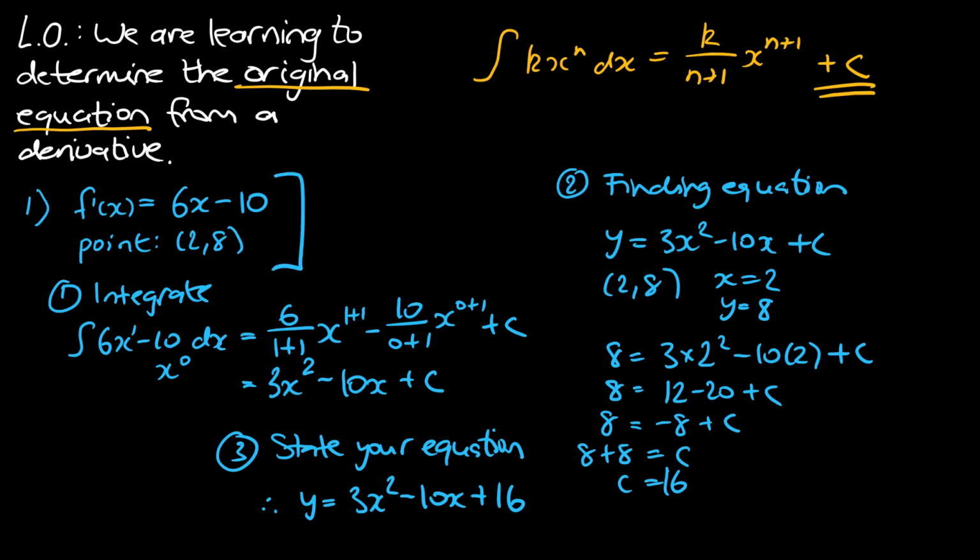So the key thing to emphasize: you can find the original equation as long as you have one of the coordinates given to you. Without that, you will not be able to find the original equation. Okay, so if you haven't got this example down, make sure you pause the video right now.